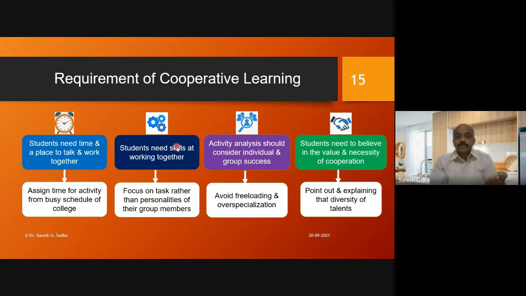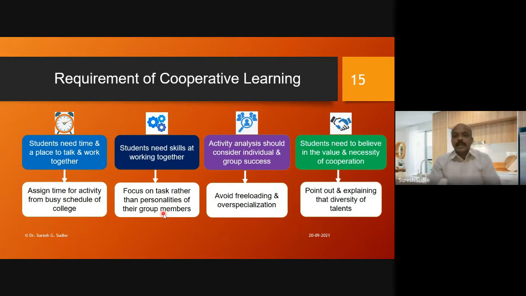The students need the skill for working together. But while doing that, they should focus on the task rather than the personalities of each other. So this is a very, very important point. The students should not focus on anybody's personality. We should focus on our target, on our common goals.